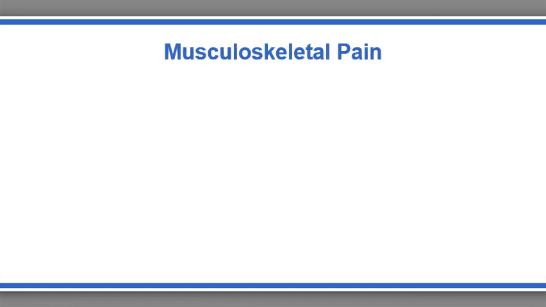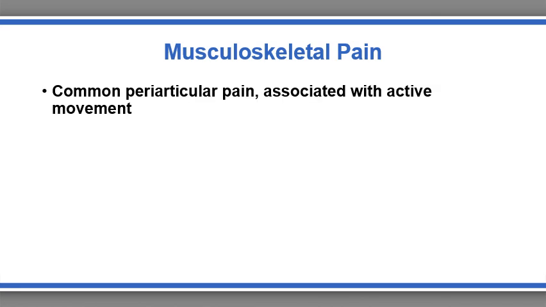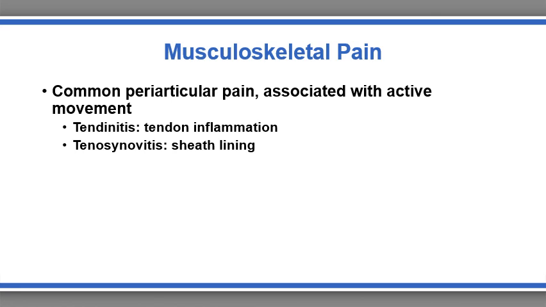So looking generally at musculoskeletal pain, again, we're looking at common periarticular pain associated with active movement. These are things that we're more likely to see in our more conventional sports medicine settings. Obviously, our expertise allows us to work in other, what we call non-traditional settings, but in most of our work settings, things like tendonitis or tenosynovitis. So we start to look at some of the more common soft tissue injuries and some of the pain and inflammation associated with them.